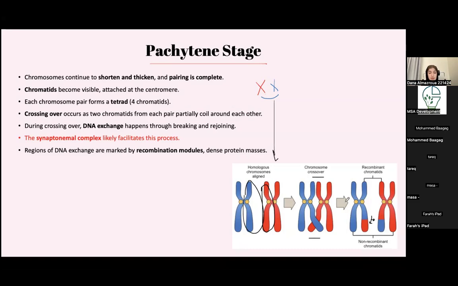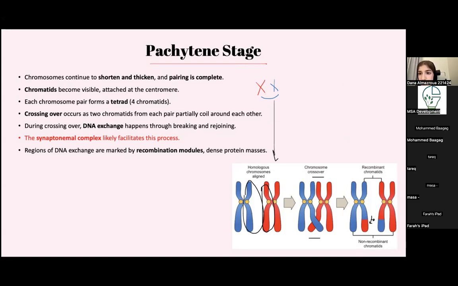And this is the reason why the daughter cells are not identical to the parent cell. The parent cell in mitosis would produce 2 identical daughter cells, but in meiosis, it would produce 4 different daughter cells, and this is because of the process of crossing over.